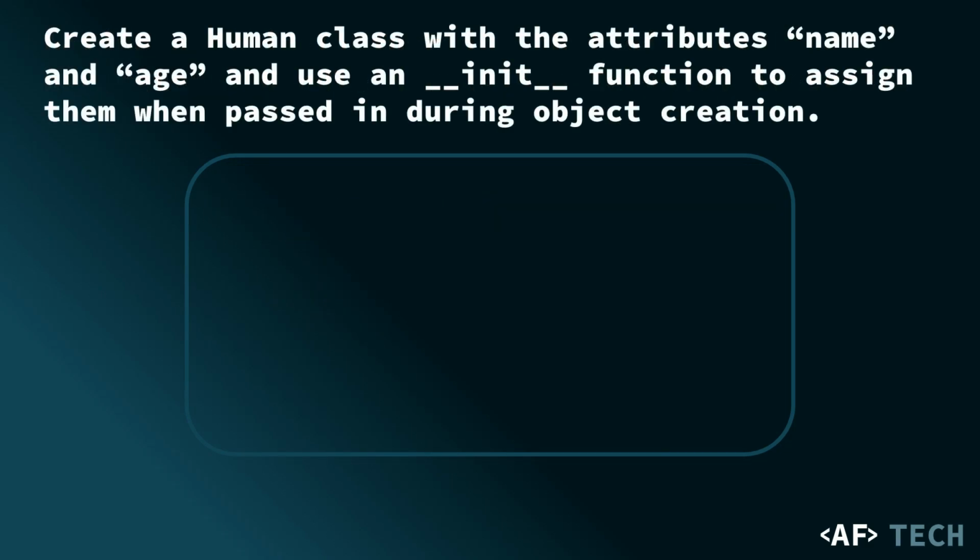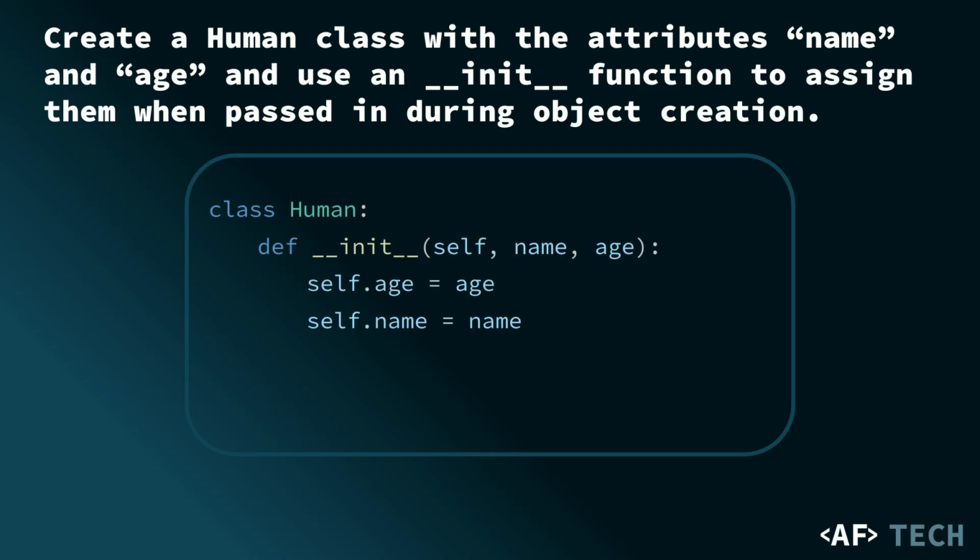Create a human class with the attributes name and age, and then use an init function to assign them when passed in during object creation. Class human, and then we'll define init. We'll pass in self, name, and age, and we'll just set self.age equal to age and self.name equal to name.